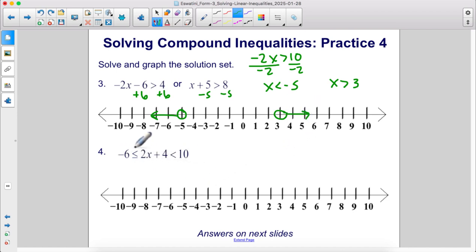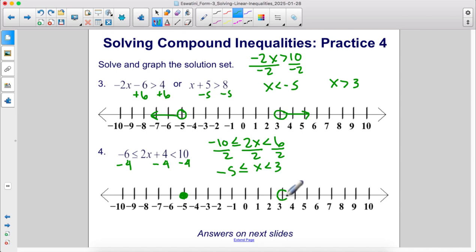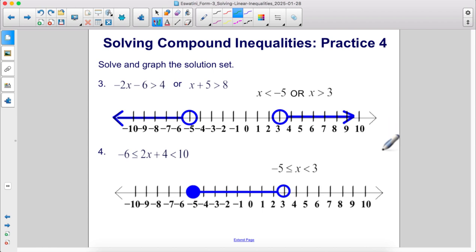Here, negative 6 is less than or equal to 2x plus 4, which is less than 10. First, we subtract 4 from every part. That gives us negative 10 less than or equal to 2x less than 6. Finally, we divide all three parts by 2 to get negative 5 is less than or equal to x, which is less than 3. Negative 5 gets a solid circle, 3 gets an open circle, and then we connect the dots. And here are the solutions.